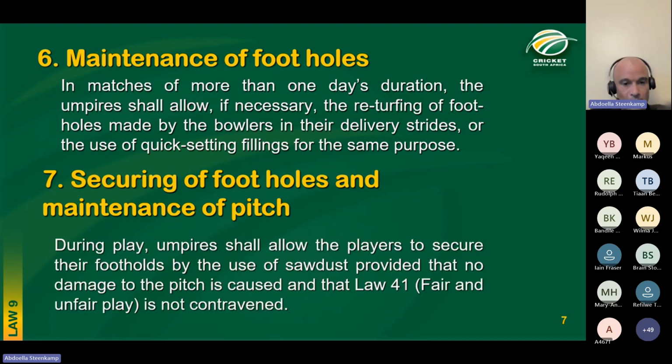During play, umpires can allow the footholds to be secured by the use of sawdust, especially if it's still a bit damp, sometimes a bit of rain around where the front foot lands. It is a bit damp. The law allows for the bowler to need to feel secure that where that front foot lands, they need to feel happy. Sawdust can be put on where those feet are landing.